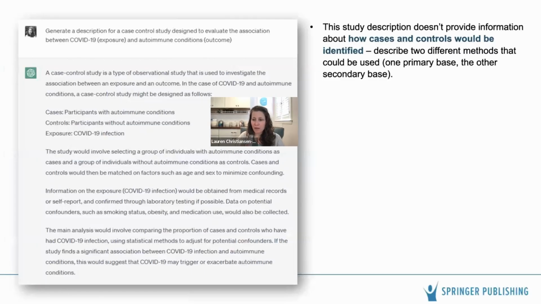So the final example that I have here for you, I've asked ChatGPT to generate a description for a case control study designed to evaluate the association between COVID-19 as our exposure and autoimmune conditions as our outcome. One of the things that I like to do in the classroom is also choose examples to help teach some public health lessons to students along the way. One of those is about not writing down playground slides with kids in your lab, or thinking about the failure rates of different types of contraceptive methods.